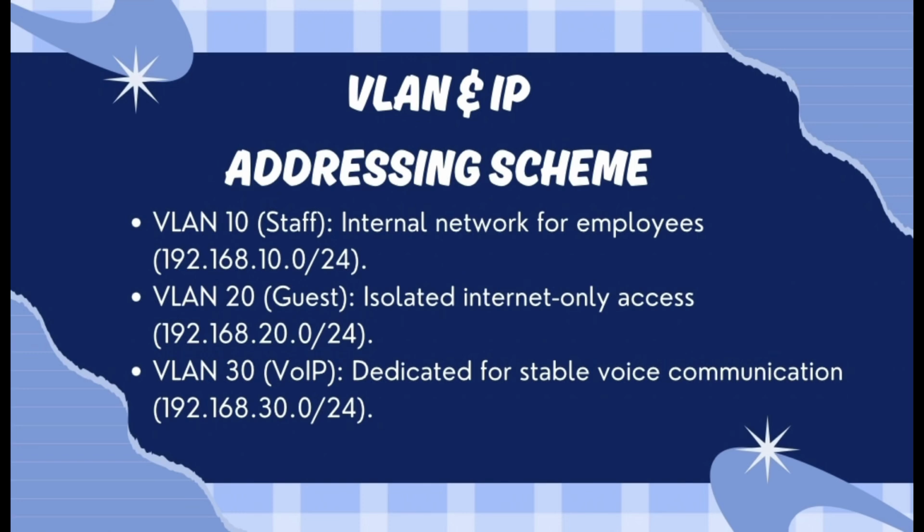So VLAN 10 is the heart of the office where employees access the server and printer. VLAN 20 provides internet-only access to visitors, keeping our internal data safe. Last, VLAN 30 ensures our voice calls have their own dedicated lane to maintain high quality.